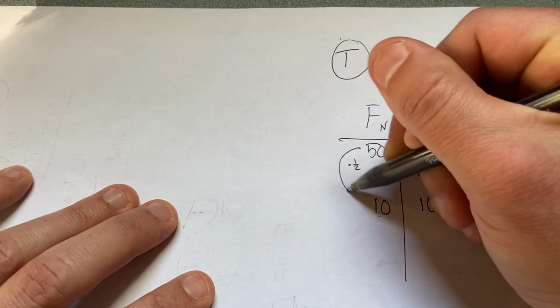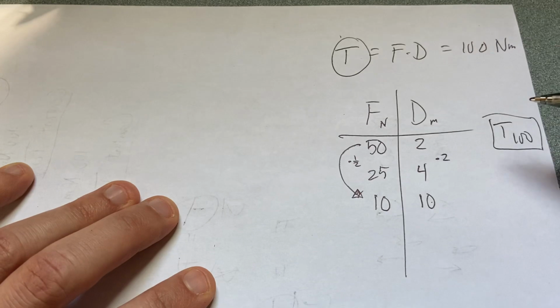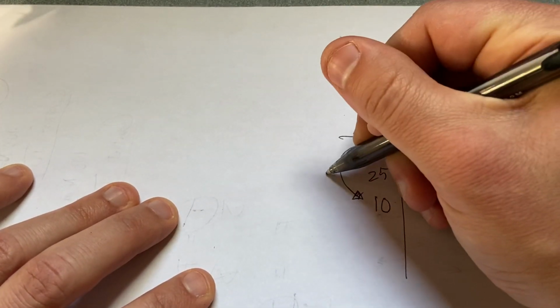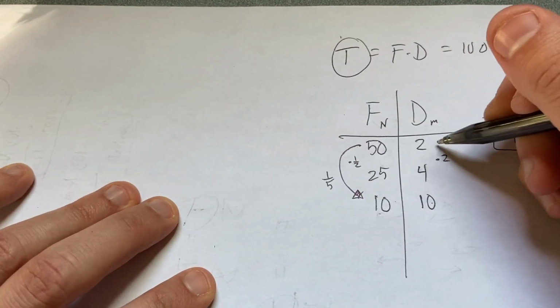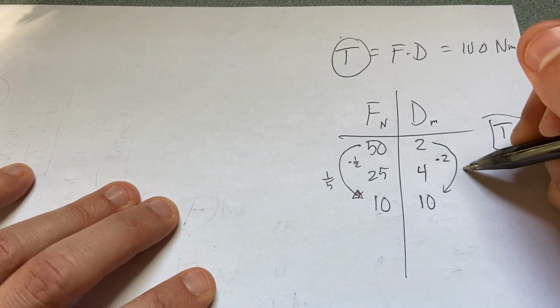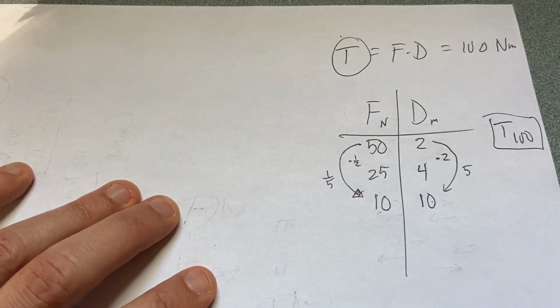So just to harken back to what I did in the previous video, how do we go from 50 to 10? We're going to multiply by 1/5. So how do we go from 2 to 10? We're going to multiply by the opposite of that, 5. This is inverse variation.